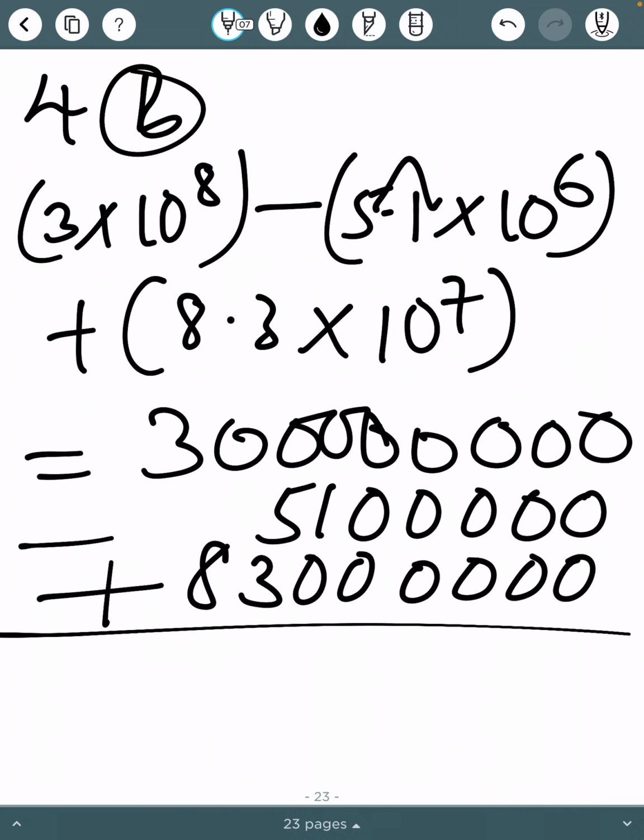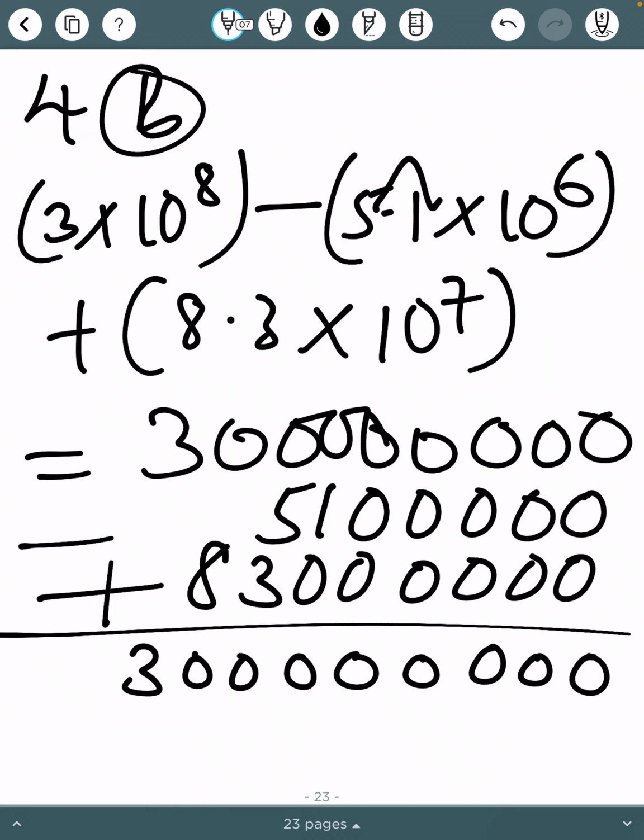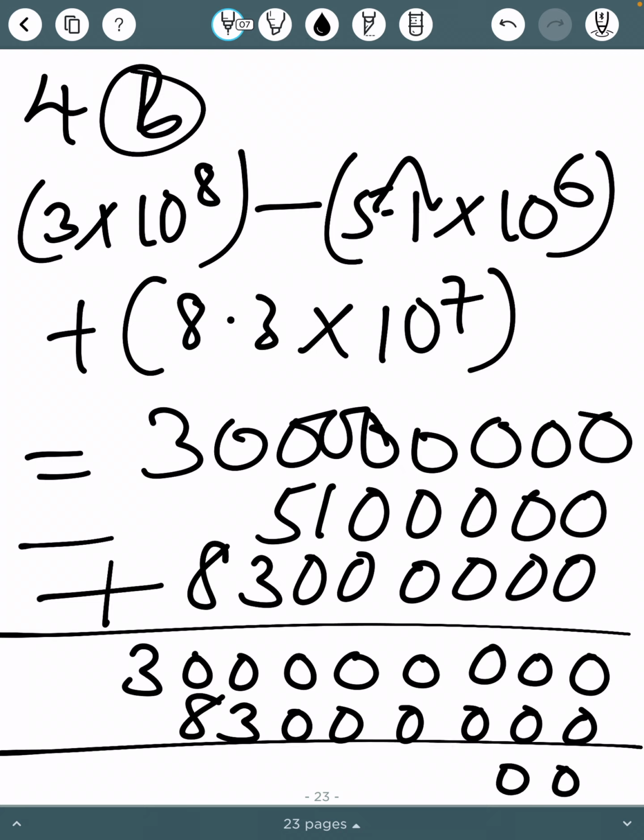So I think I can make life easy for myself by adding the 2 that should be added first. Let me add those 2 first. 1, 2, 3, 4, 5, 6, 3, 8. Let's add these 2 first. 0, 0, 0, 0, 0. 0, 3, 8, 3. So 3, 8, 3. Then 1, 2, 3, 4, 5, 6 zeros.